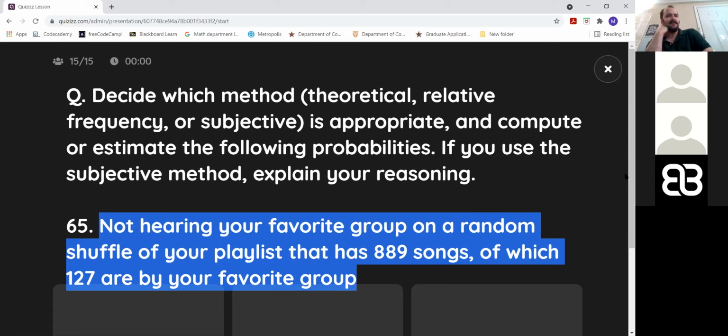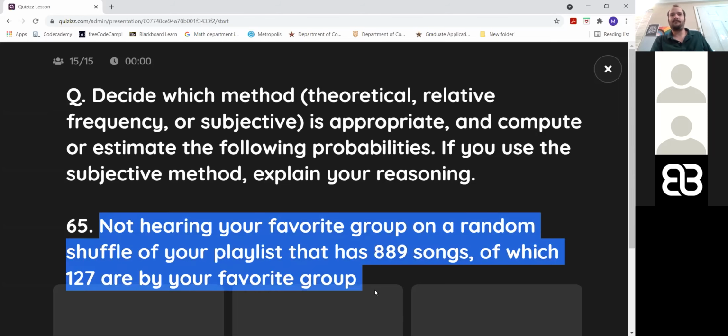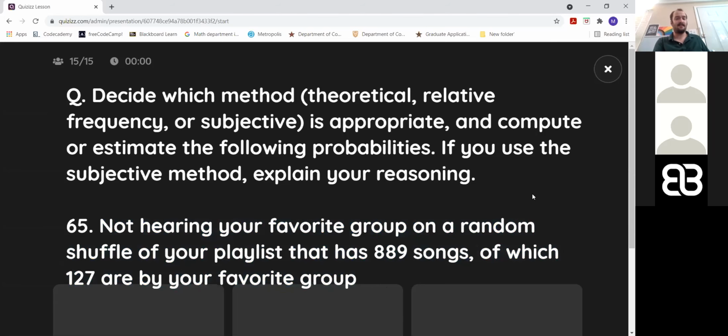It depends how you reason this. If you're making a prediction about what you're going to hear, I think it would be theoretical. If you're doing what already happened, if you listen to music for so long, I think that's where the relative frequency would come in. Say I listened to it all day and I didn't hear one from my favorite group. What are the odds of that happening? If I played so many songs and I didn't hear it, what's the probability of that happening? I think that's how you'd have to do relative frequency.